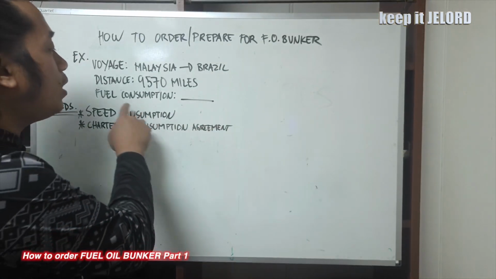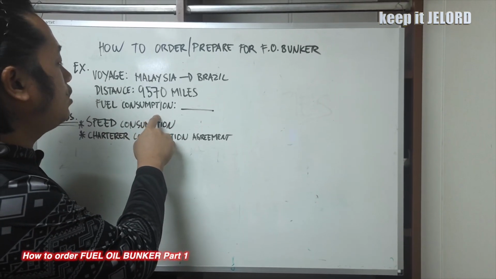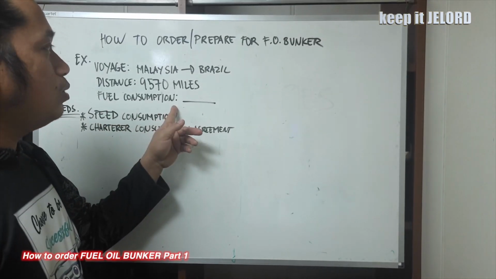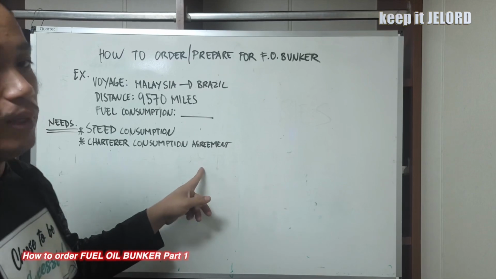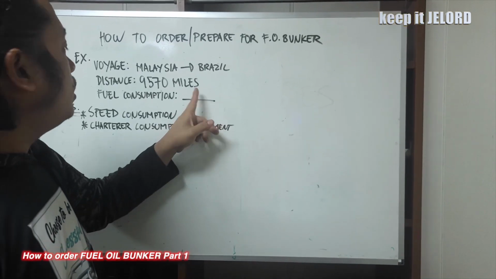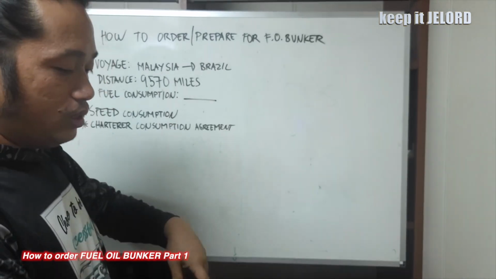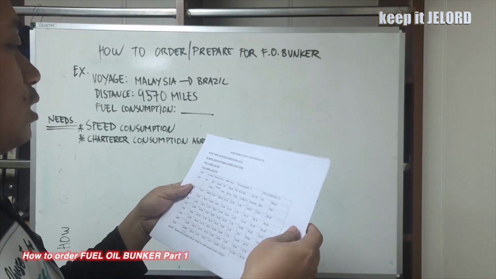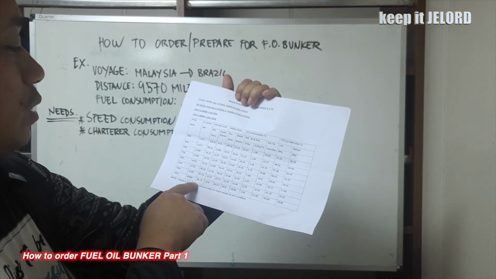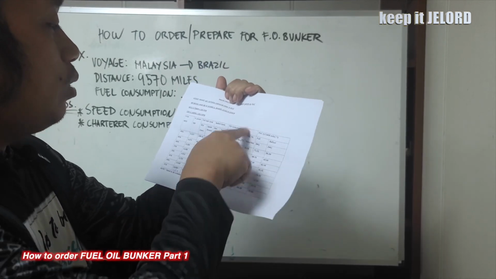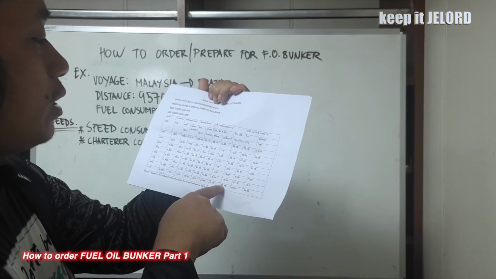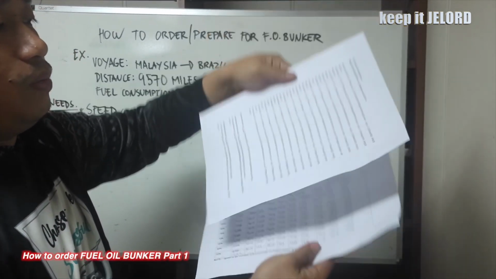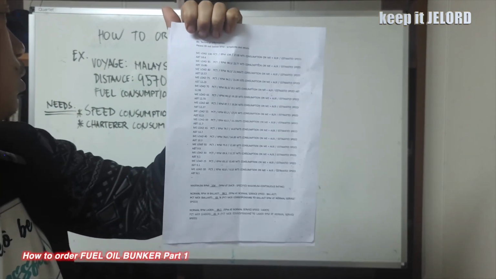Now we are looking for the fuel oil consumption. The question is, how do we get the fuel consumption so that we can receive the consumption agreement? We need this so that we can compute the fuel oil consumption. This is an example of speed consumption for this ship: 85 RPM as economical speed, and the consumption is 17.34 metric tons.